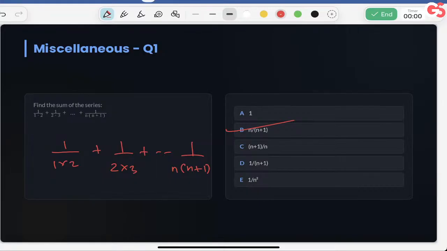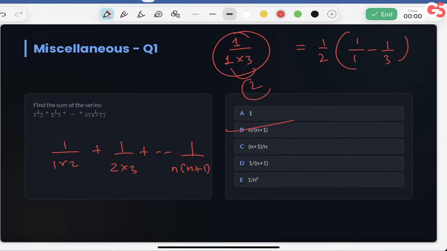This partial fractions, जितना गैप होगा, जैसे मान लो 1/1 × 3 होता, तो मैं क्या करता यहाँ पे इसको लिखता 1/1 minus 1/3 और बाहर 1/2 कॉमन निकाल लेता, where 2 is the gap. So whatever the gap is, you will take it common. So let's say we have 1/2 into 5. Gap is 3. This will be 1/3 times 1/2 minus 1/5.